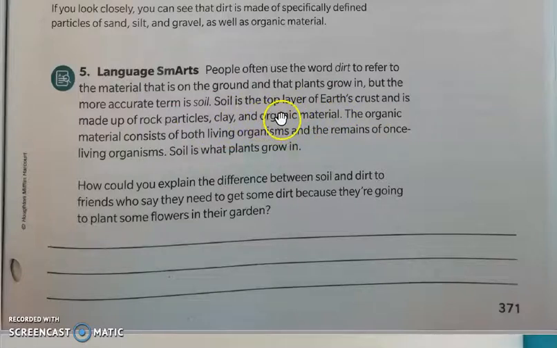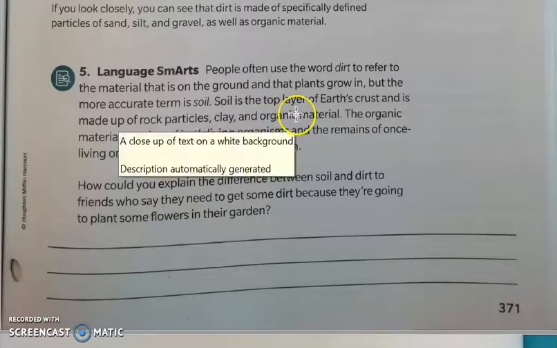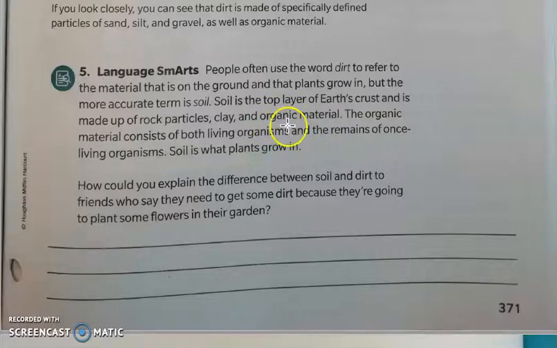Organic means living things. So when we talk about organic material in the dirt or in the soil, we're talking about dead trees, dead animals, dead plants that decomposers, remember from our last unit, have broken down and turned into soil that plants can use as nutrients. The organic material consists of both living organisms and the remains of once living organisms. Okay, that's what I was just saying. I guess they're also including little bugs and bacteria and stuff as part of the soil, the living organisms that are still alive. Soil is what plants grow in.